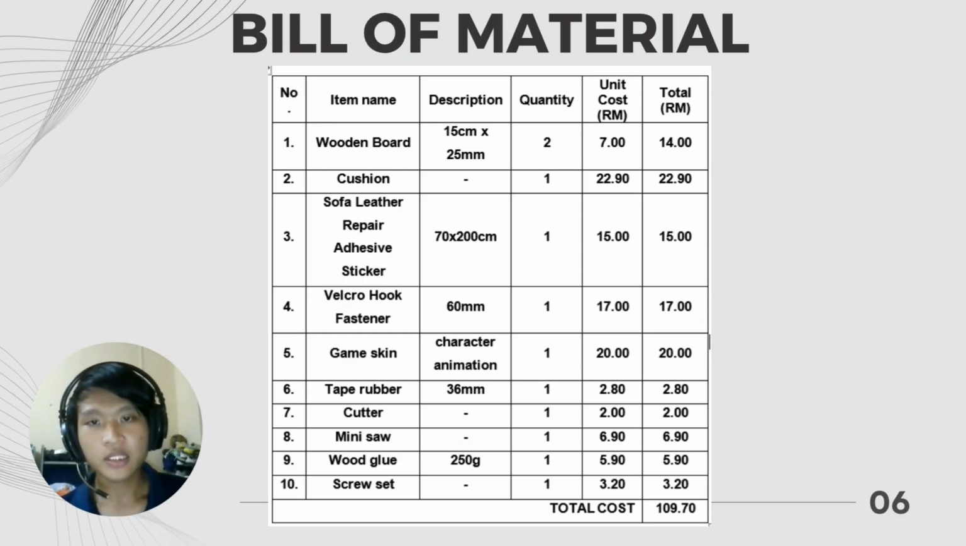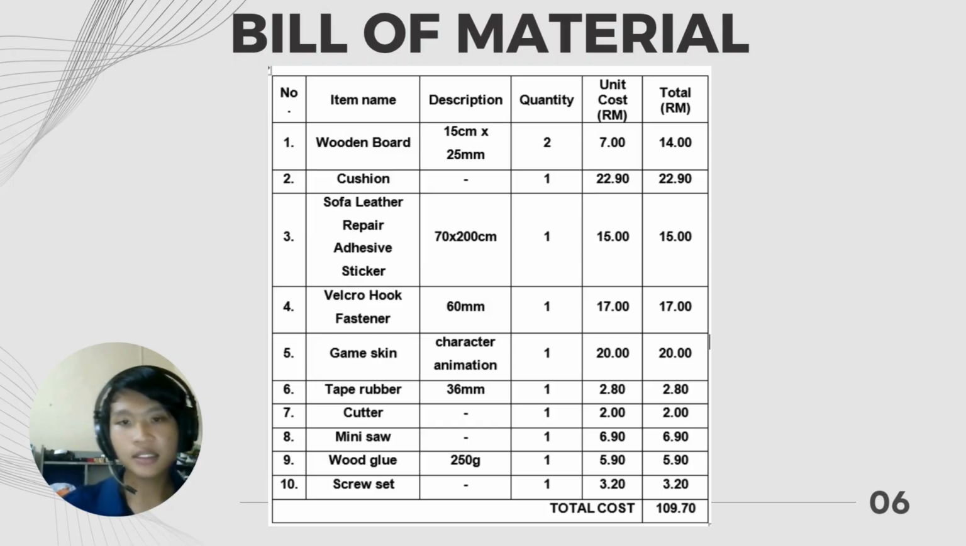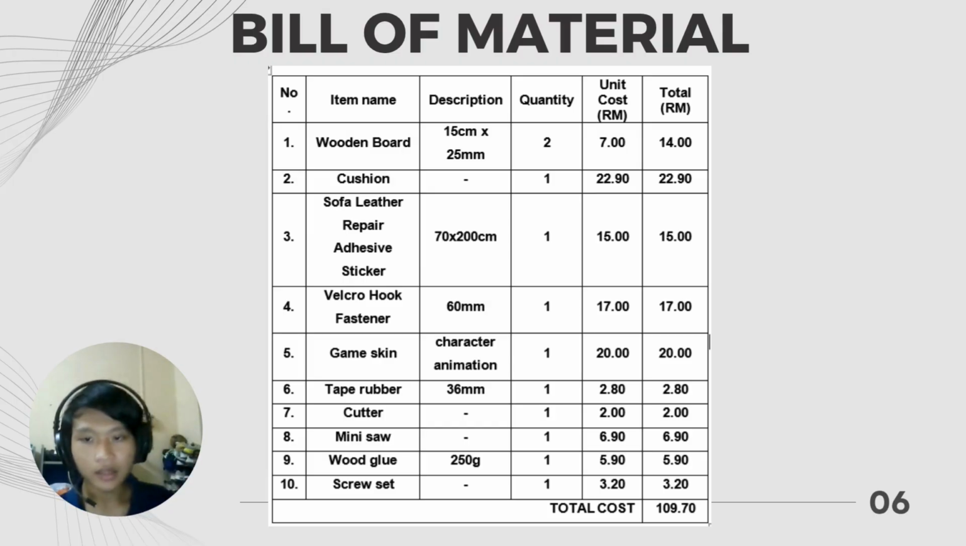Next, I will explain about the bill of material. These are the things that we bought when making our IDP project. Number one is a wooden board. Number two is a cushion. Number three is a sofa leather repair adhesive sticker. Number four is a Velcro hook fastener. Number five is a game skin.